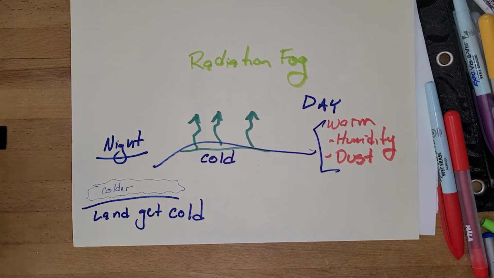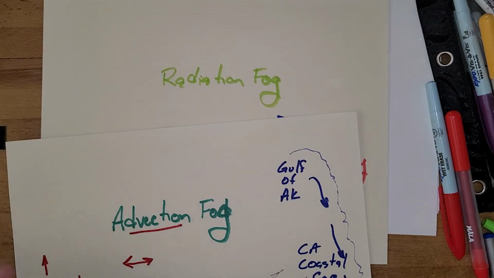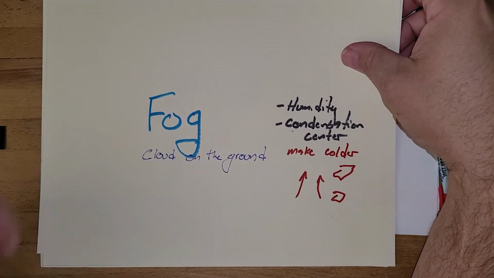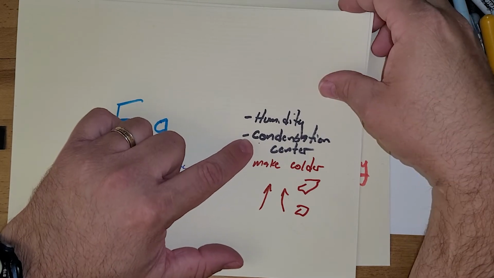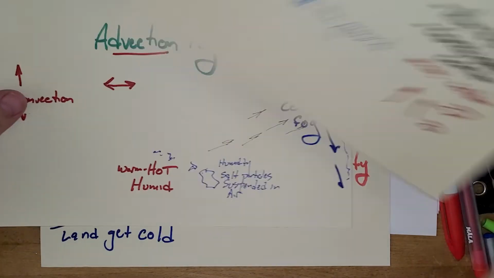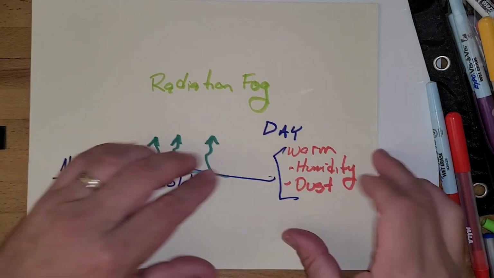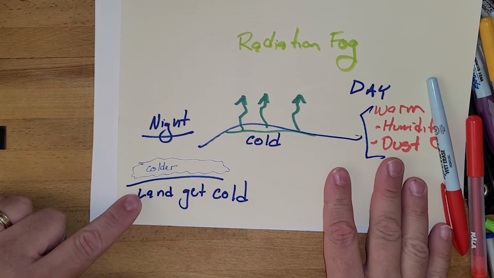Okay, there are a few other types of fog between advection fog and radiation fog. These are our two that we see around here most often. There's a few others called upslope and steam fog, precipitation fog. But a fog is just a cloud on the ground. Okay, humidity, condensation nuclei, make it colder somehow. You might be moving it to a different place. You might be moving it from somewhere where we make the conditions and the conditions just change.